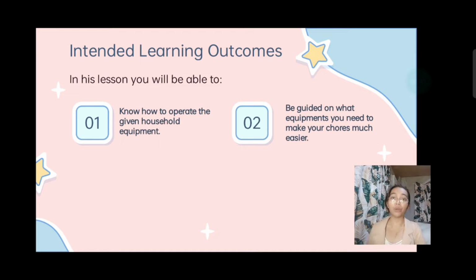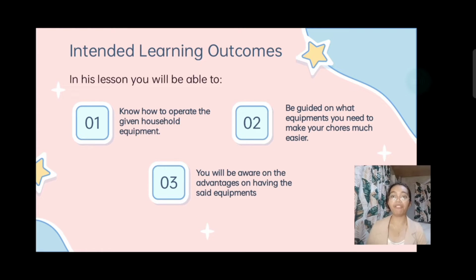So the second one: be guided on what equipments you need to make your chores much easier. Because the equipments we are going to present to you are very useful equipments that could make work easier, as a form of work simplification. The third one: you will be aware of the advantages of having the said equipments. So you will be able to identify the advantages of acquiring that specific equipment.